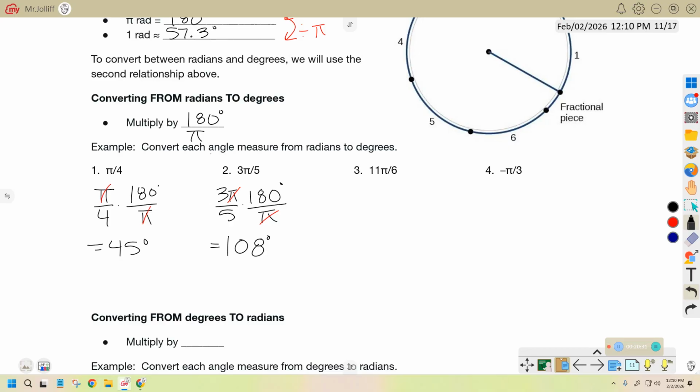All right, Ziza's going to do 3 for us. So Ziza got 330 degrees. Can I get a thumbs up? You also got 330. I see thumbs up around the room. Very good.